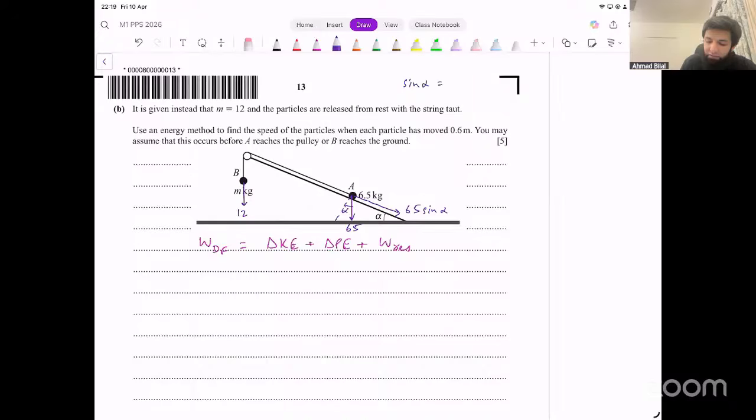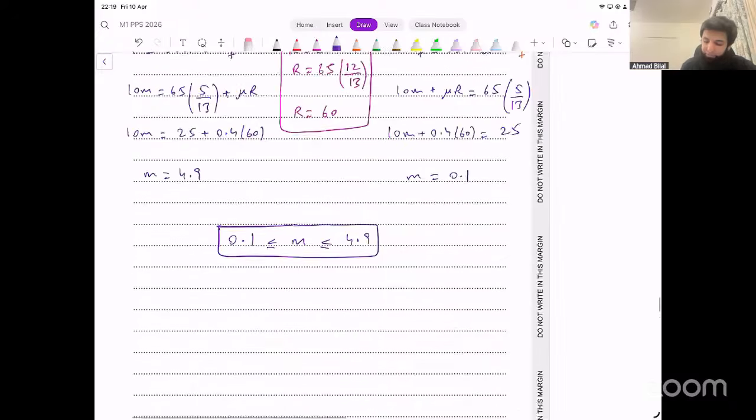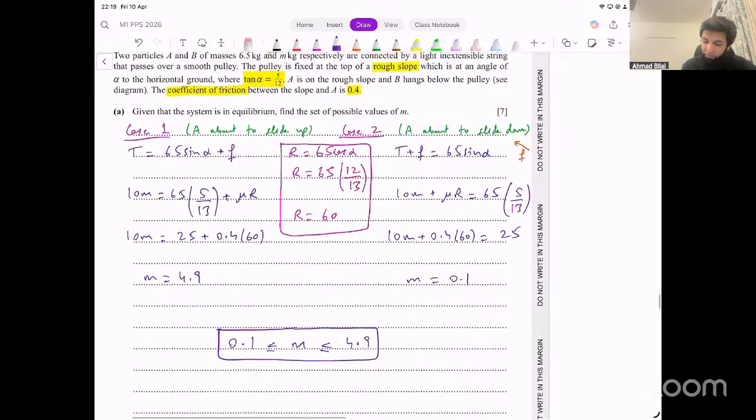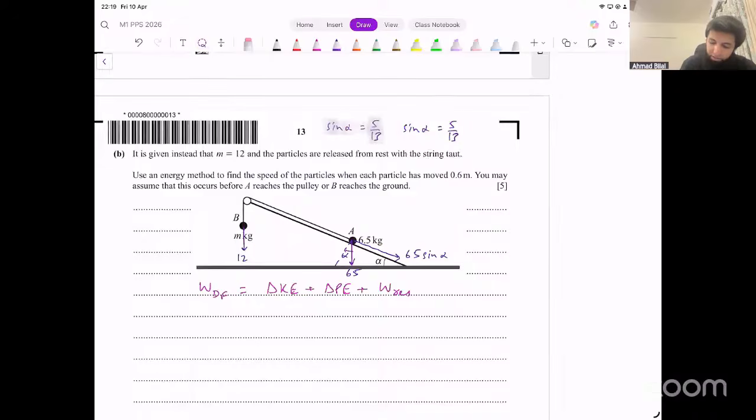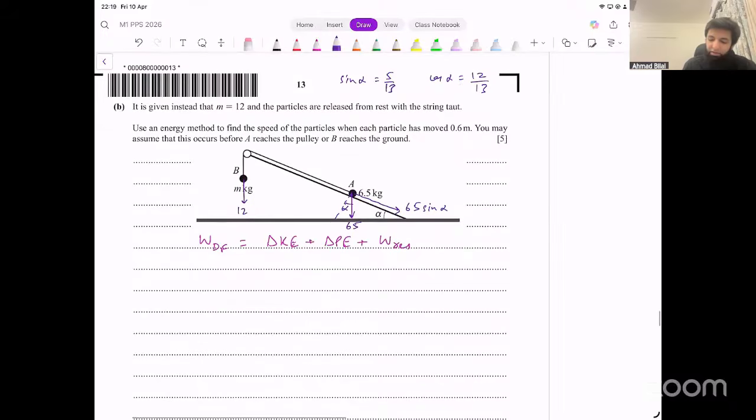Sine alpha was 5 over 13, I think, right? Sine alpha is 5 over 13. Cos alpha was 12 over 13. This is 5 over 13 and cos alpha is 12 over 13. Okay, 65 sine alpha. Evaluate this. What do you get from this? 25. Okay, so the force in this direction is 25 Newton, and this direction is 12 Newton.